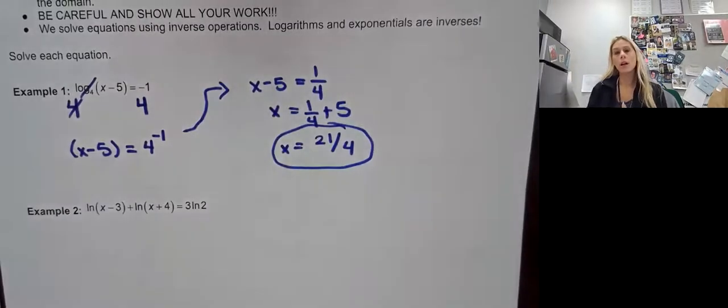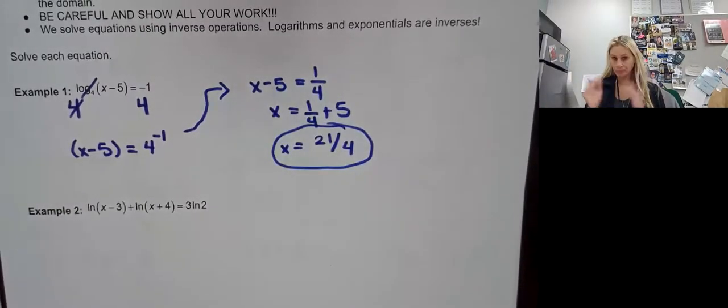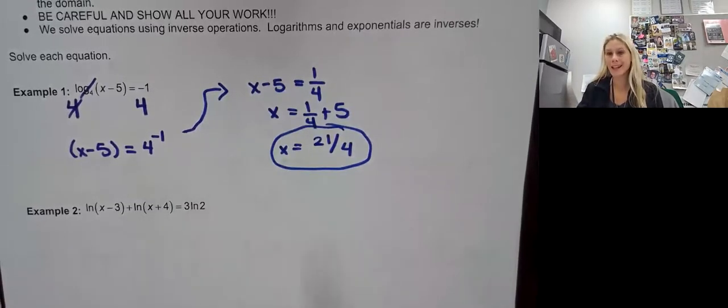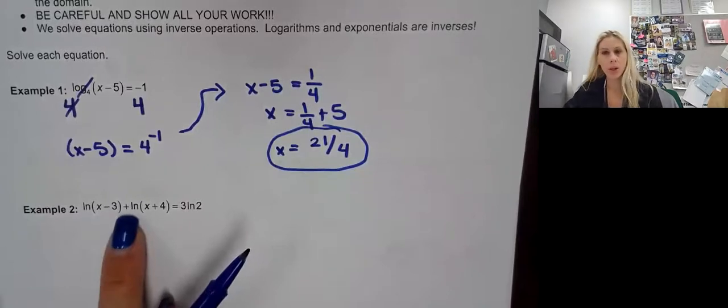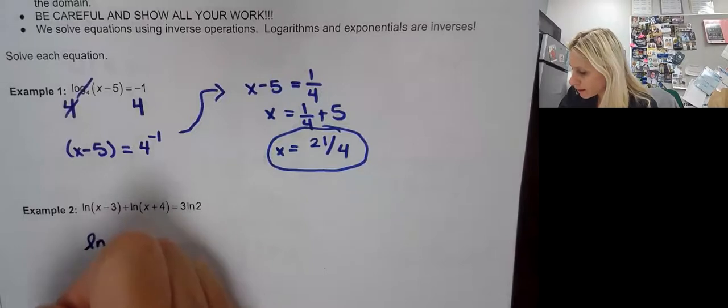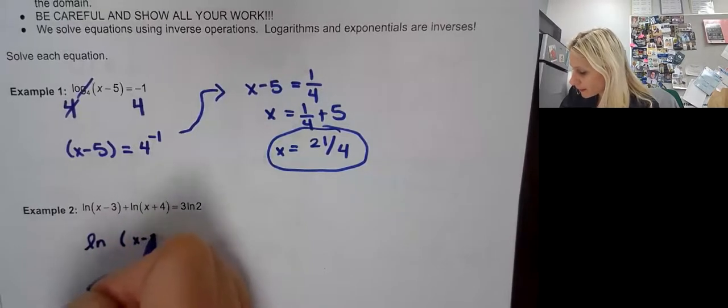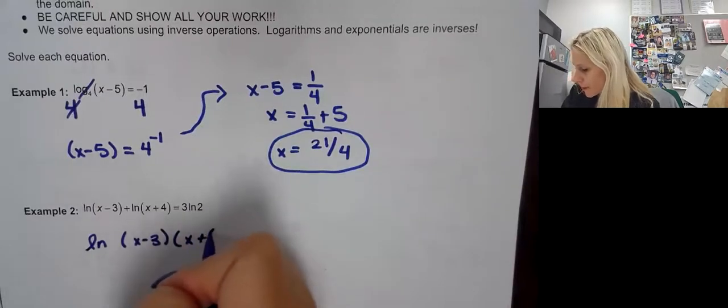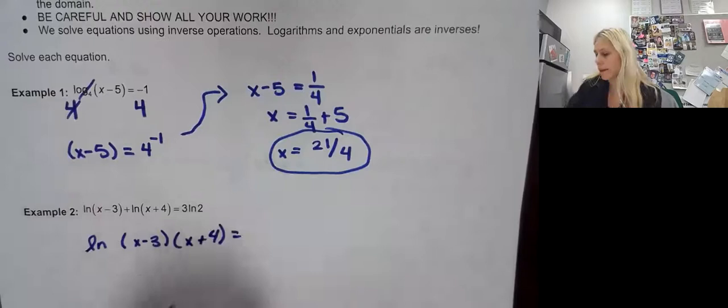Okay, example 2. Let's actually put together what we did last time. Now, here we cannot get rid of the ln's for the fact that we have 2 of them on the left side. So we have to condense it to be able to get rid of the ln there. Remember, when we have addition here, what does that mean? That means multiplication. So we have ln of x minus 3 times x plus 4. So we need to condense it so we can get rid of that ln.